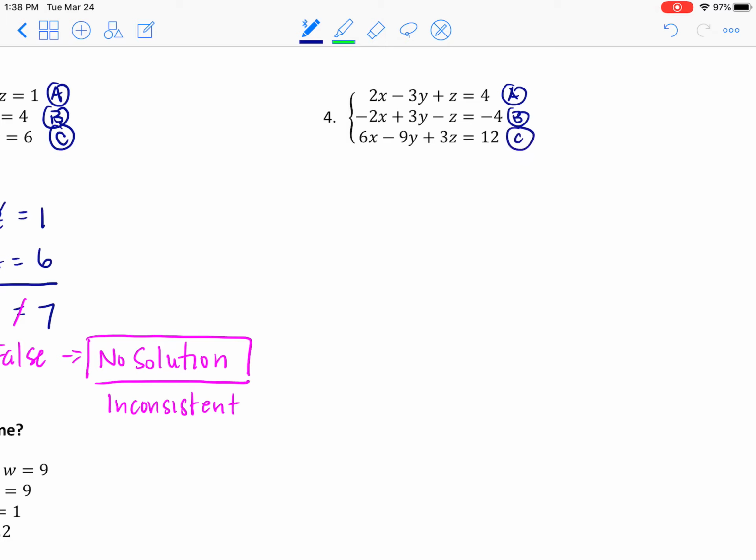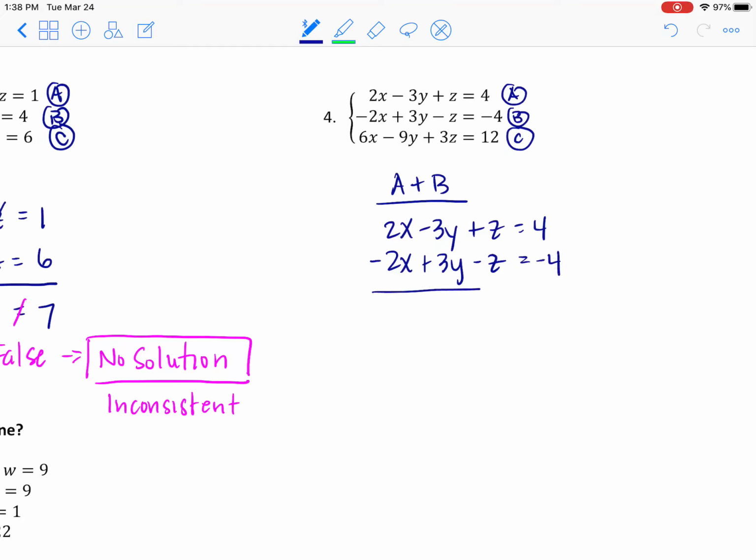So we start the same way. We label these out. Pick 2 equations to get rid of a variable. Looks pretty easy to get rid of x's or y's or z's using A and B. So again, I'm going to just combine these first 2 equations. So 2x, negative 3y, plus z equals 4. And then we combine that with negative 2x, positive 3y, minus z equals negative 4.